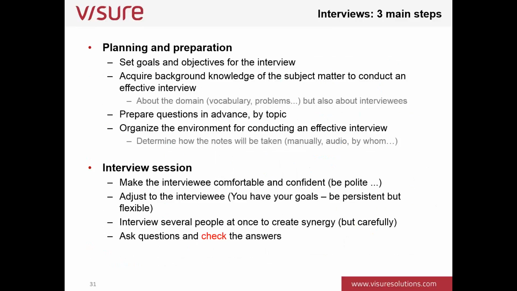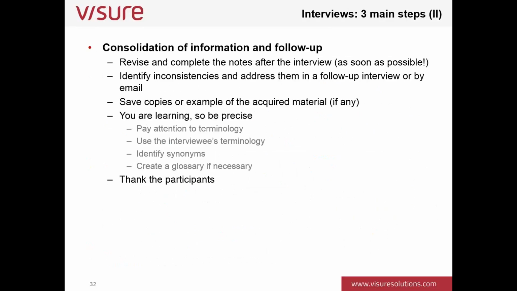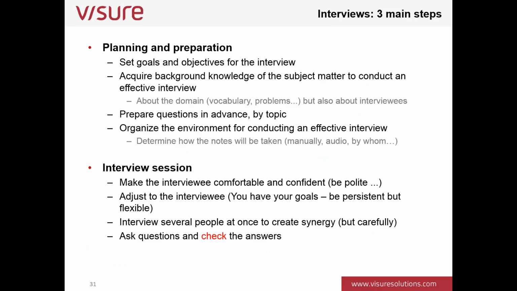There are 3 main steps when preparing or doing the interview technique. First one, planning and preparation. Second one, the interview, and then the consolidation of the information and follow-up. Okay, so first one, planning and preparation.